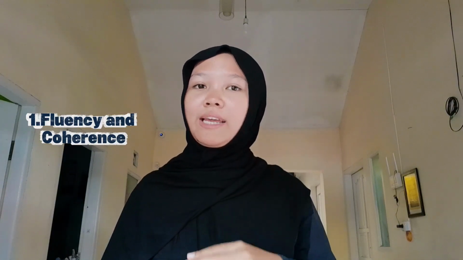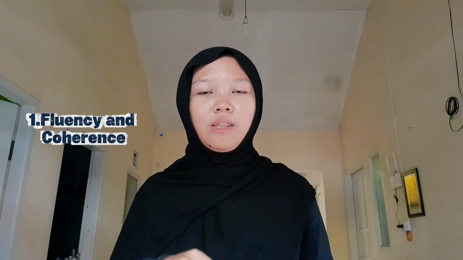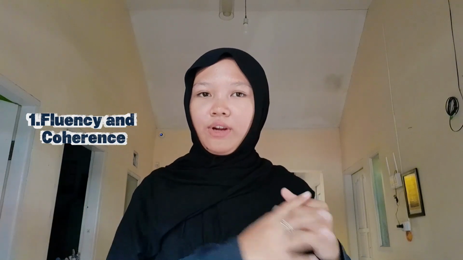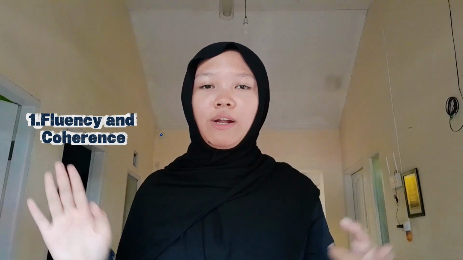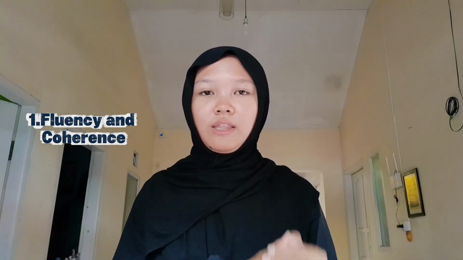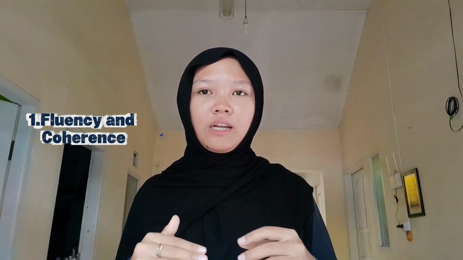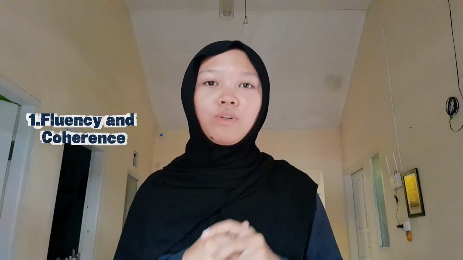Okay, now let's look at the first point, fluency and coherence. The band 9.0 speaker talks very smoothly like a river. Their ideas connect naturally without any effort. On the other hand, the band 6.5 speaker often stops in the middle of a sentence, repeats words, and corrects themselves. As a result, their speech feels less comfortable to listen to.